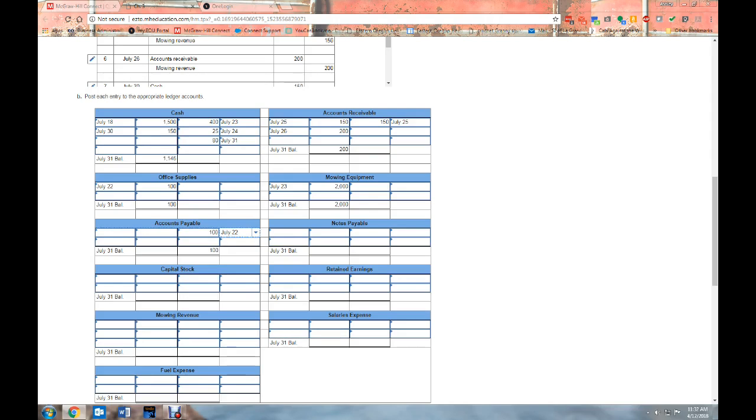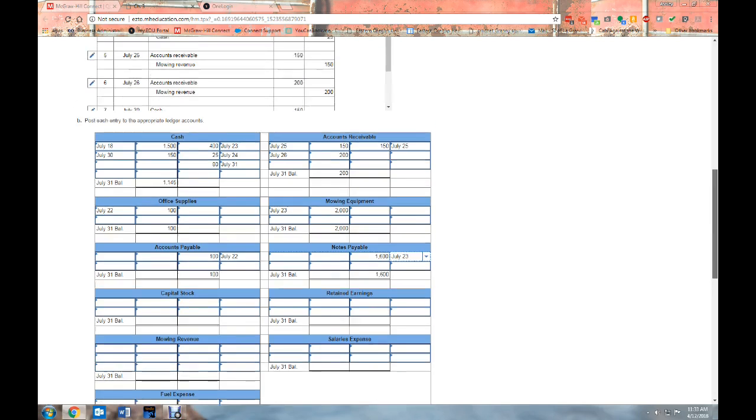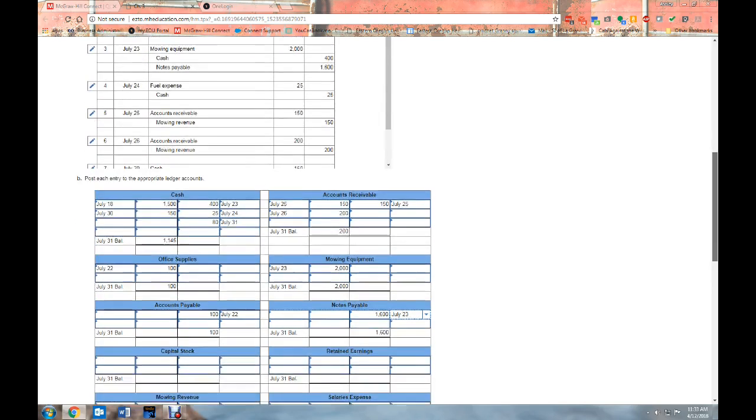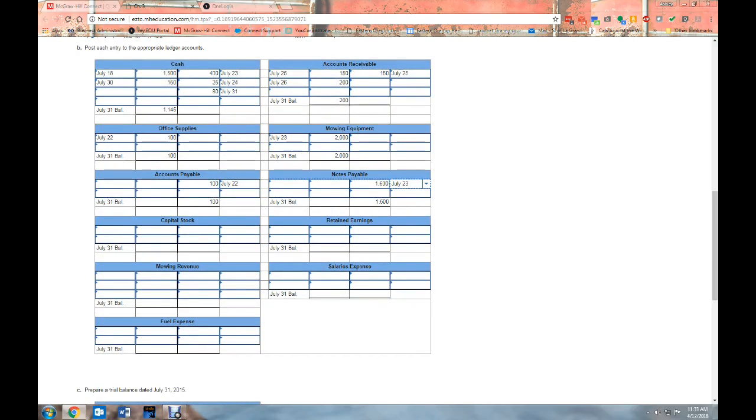Notes payable, I had an entry on July 23rd. And it was a $1,600 credit entry. And that was the remainder of my notes payable on that mowing equipment. Capital stock. I only issued capital stock one time. That was on July 18th. And that was in the amount of $1,500. So therefore I have a $1,500 credit balance.